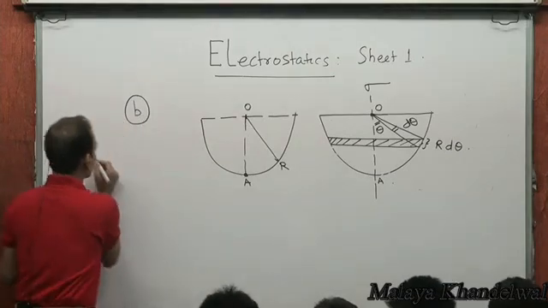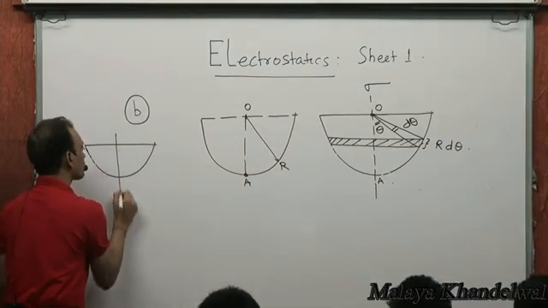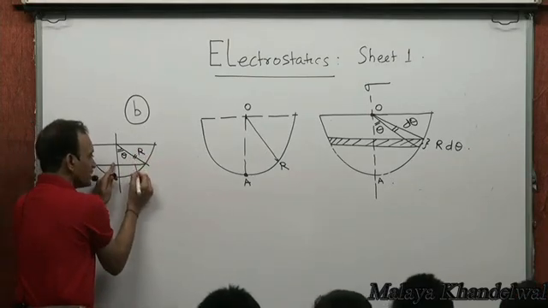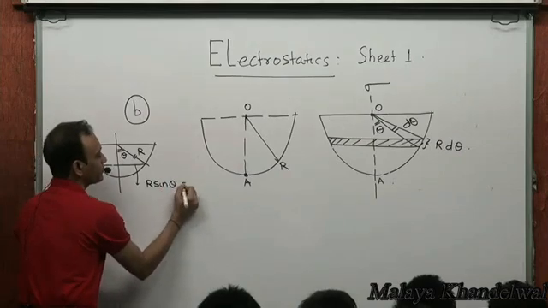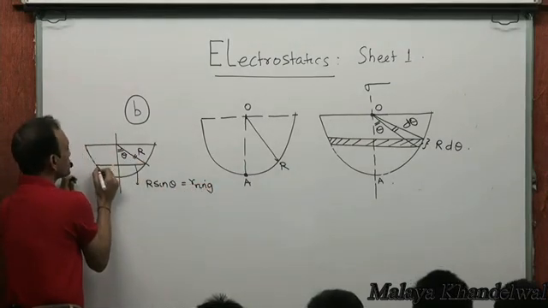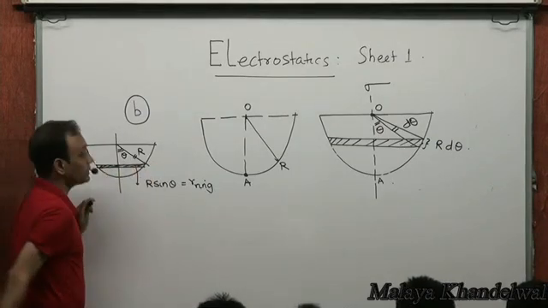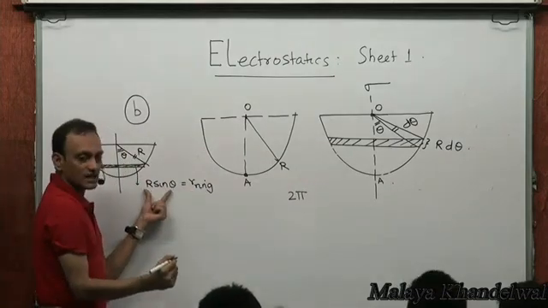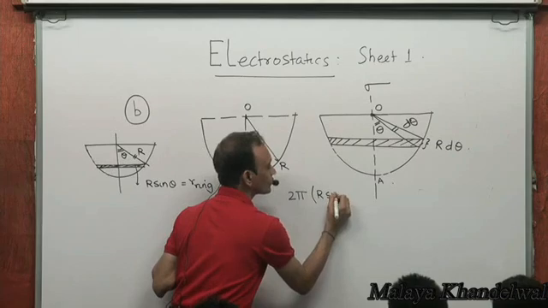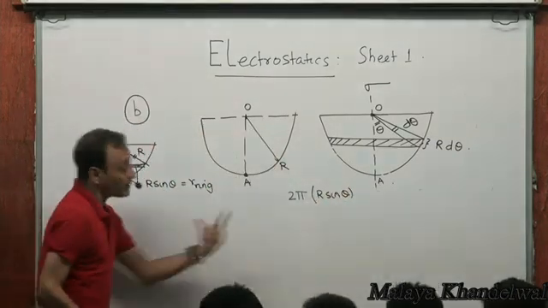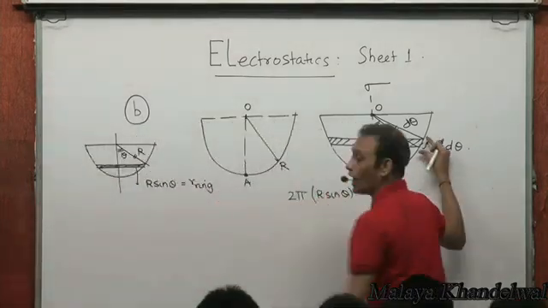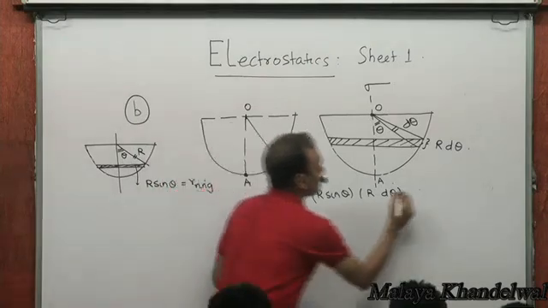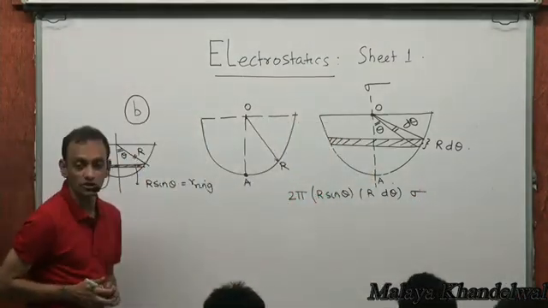Consequently, the thickness of this ring is going to be r d theta, right? Also, if a ring is selected at an angle theta, and the radius of the hemisphere is r, the radius of the ring is going to be r sine theta. Yes or no? So the circumference of this ring is 2 pi into r sine theta. The surface area of this ring is circumference into r d theta, and into sigma will give me the charge on this ring, yes or no?